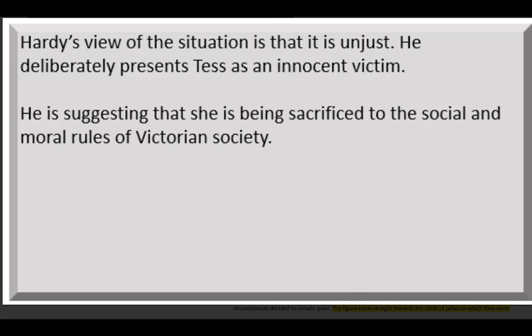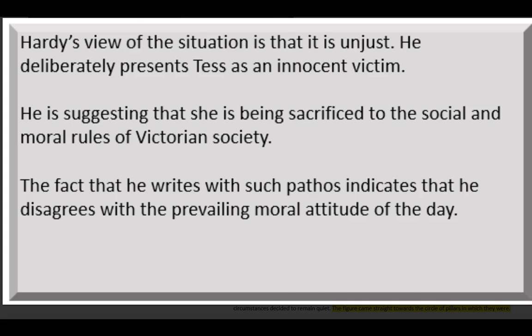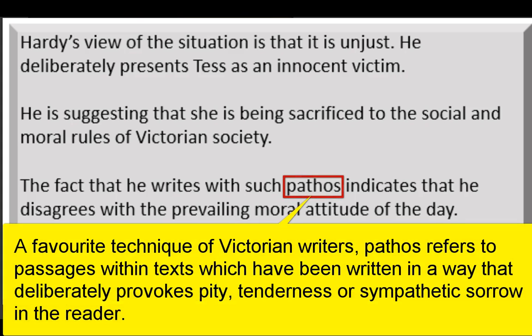He's suggesting that she is being sacrificed to the misguided social and moral rules of Victorian society, that allow a man to take advantage or possibly even rape a young girl and get away with it. But that young girl then pays the price in so many different ways. And as I said, it's significant that all these men gather around watching her. He writes with this sense of pathos. There's this sense of inevitability.